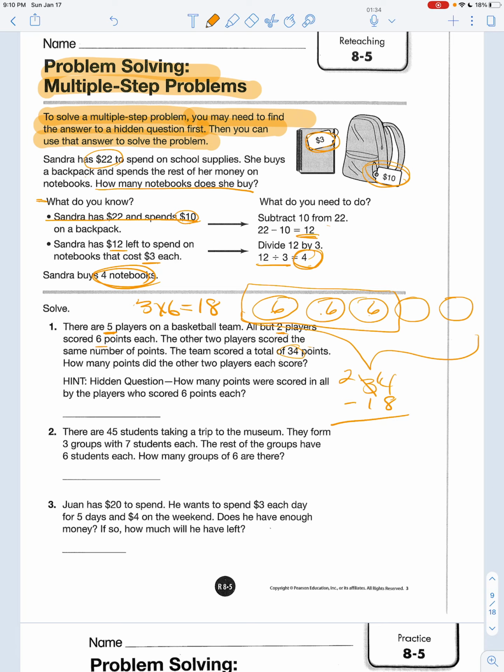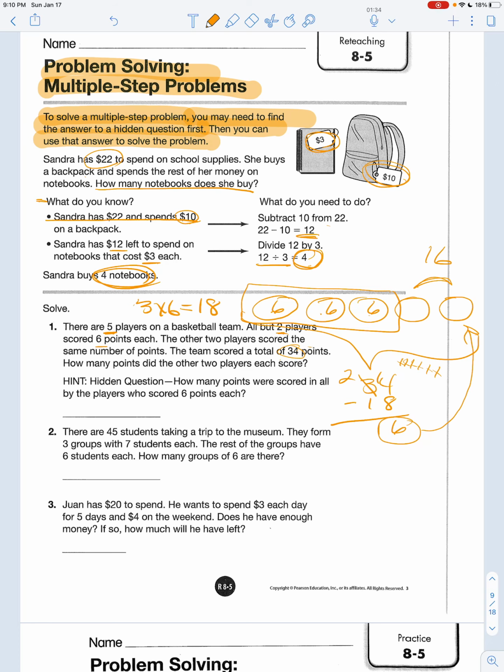14 minus 8. If you don't know that off the top of your head, that's okay. Let's count backwards. 14, 13, 12, 11, 10, 9, 8. How many is that? 1, 2, 3, 4, 5, 6. And 2 minus 1 is 1. Okay, so there are 16 points between these 2 players. 16 points between those 2 players.